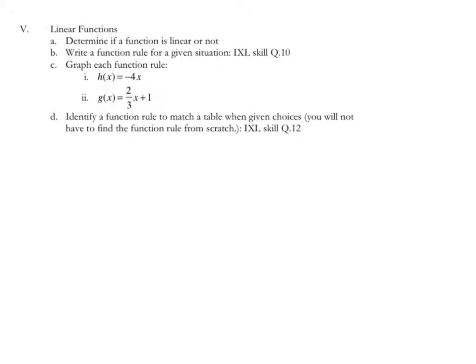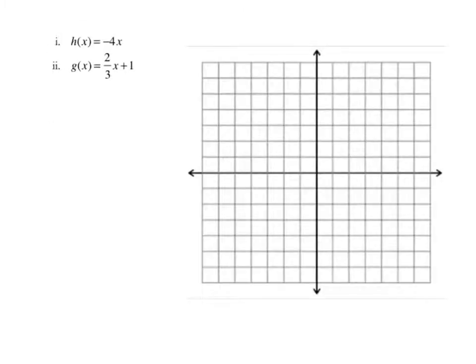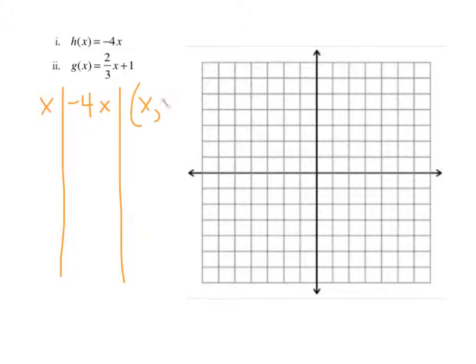Okay, let's do some graphing for function rules. Saw some great work on this in class. Folks definitely remembered how to do this. If you don't remember, well, then start off by making a table of values. So you're going to pick some values that work, and we're going to do h of x first. So we pick the x's, we plug them into h of x, and we're going to get ordered pairs to plot on our graph. I'm going to use -1, 0, 1, and 2, and we're going to multiply each one of those x's by -4.